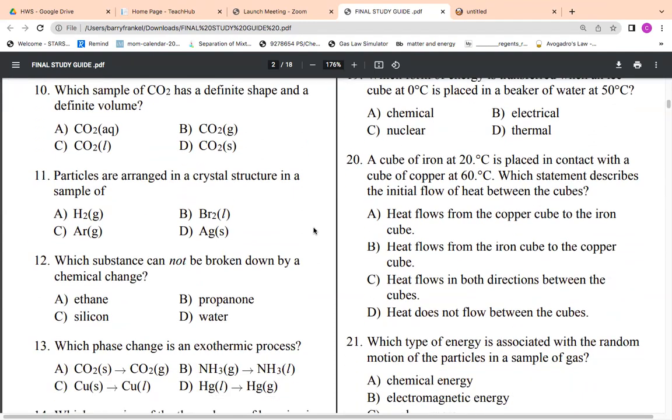A cube of iron at 20 degrees Celsius is placed in contact with a cube of copper at 60 degrees Celsius. Which statement describes the initial flow of heat between the cubes? Remember that when two things are not at the same temperature, heat will flow from the thing with high temperature to the thing with low temperature. So the heat is going to go from the copper into the iron. We are going to go with choice A. Heat flows from the copper to the iron, from high temperature to low temperature. Heat will stop being transferred once the iron and the copper are at the same temperature. This will be at equilibrium.